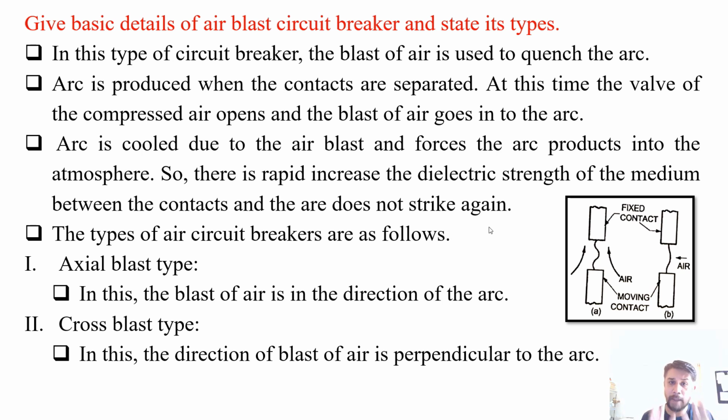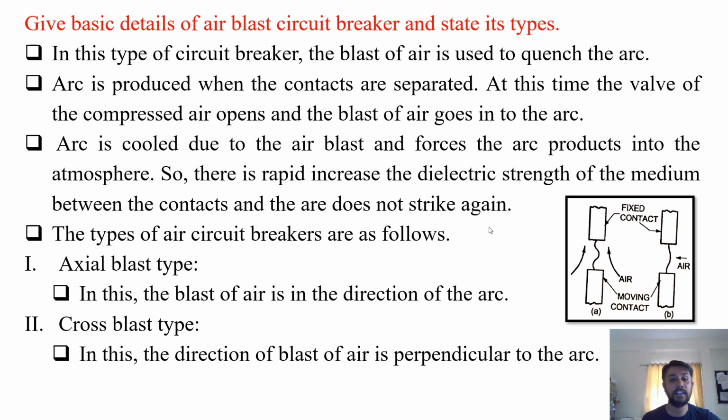So, there is rapid increase in the dielectric strength of the medium between the contacts and the arc does not strike again. This type of circuit breakers are as follows. First is axial type or axial blast type circuit breaker. In this, the blast of air is in the direction of the arc, directly in the direction of the arc on the same axis. Cross blast type.